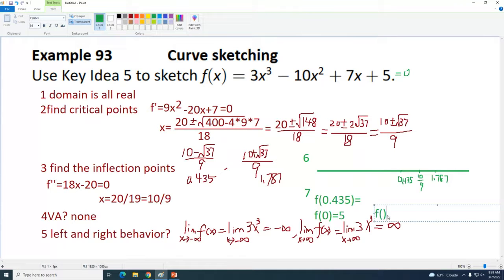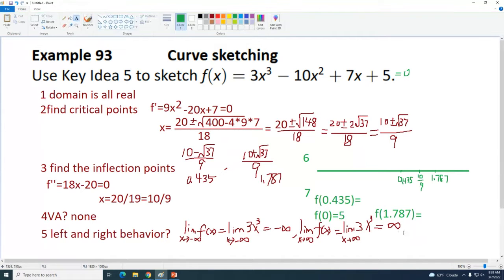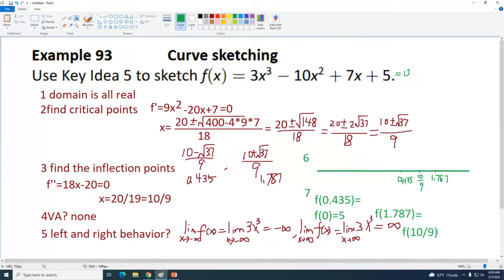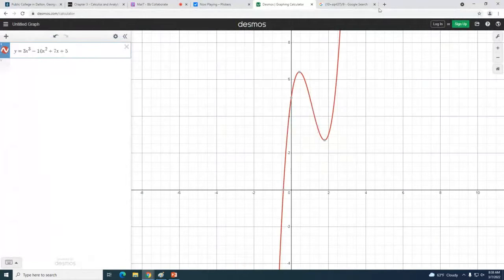And we also want to find out f of 1.787. And that needs to be calculated. And f of 10/9. So for all the values that you label on your number line, in step 7, we're supposed to find the y value and draw the point to finish the first sketch. Are we okay so far? All right. I really need to pop this into a calculator.